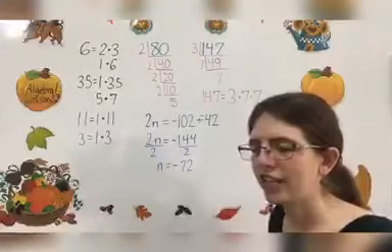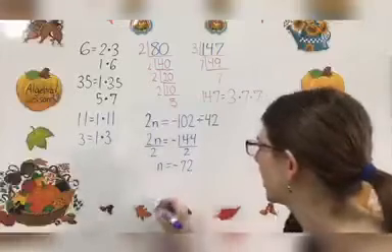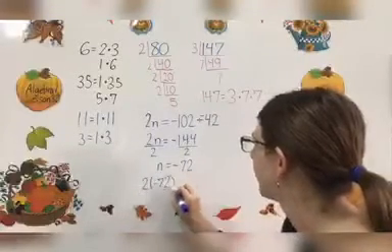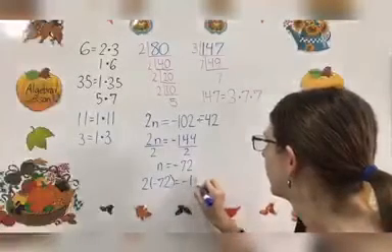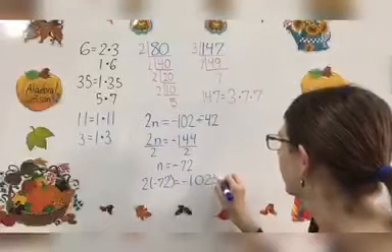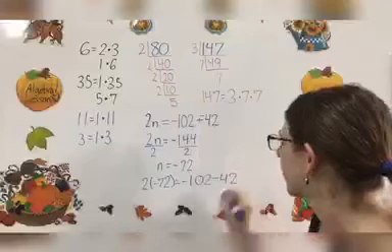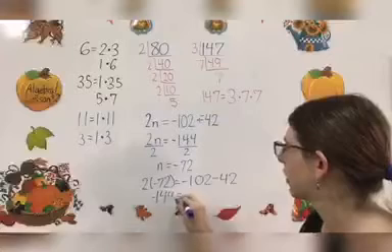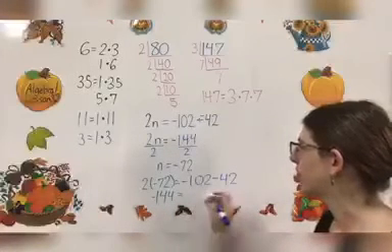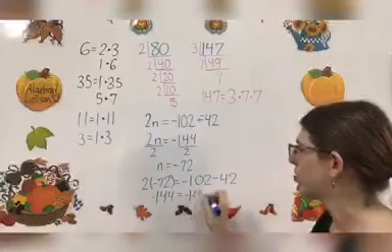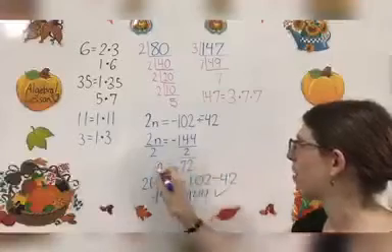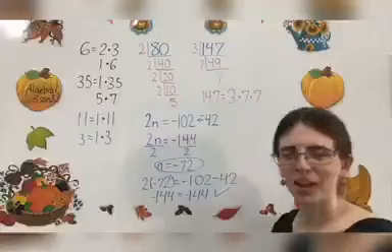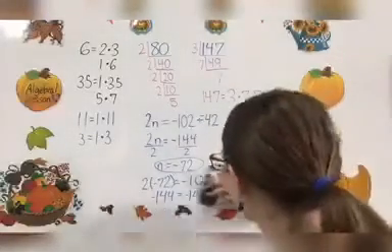Okay, to check this, all I need to do now is put the negative 72 in place of n. Two times negative 72 is negative 144. Negative 102 minus 42 is negative 144. My problem checks. Negative 72 is my answer. Okay? Let's try another one.